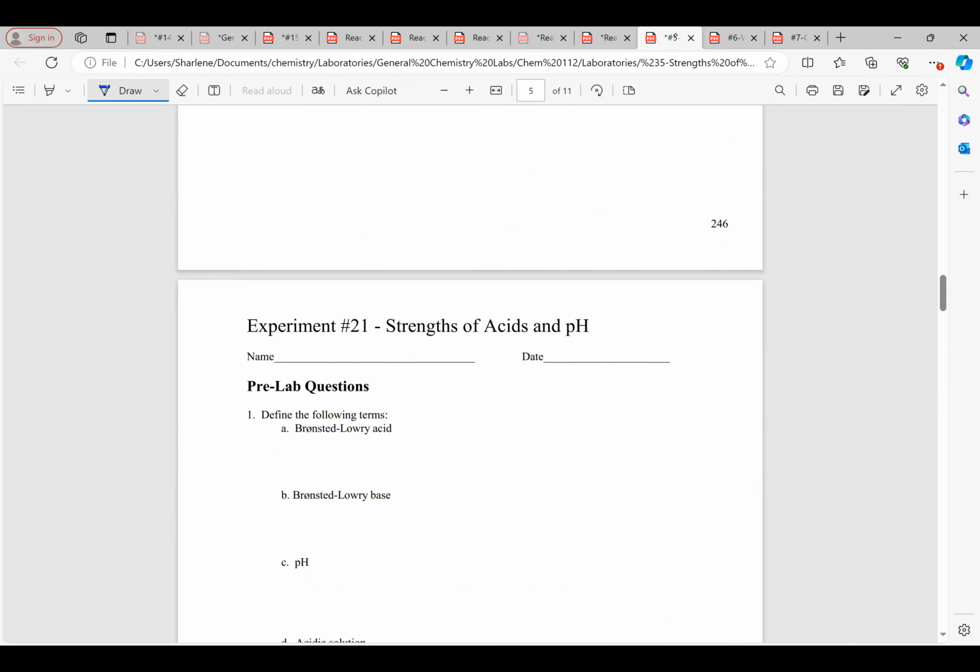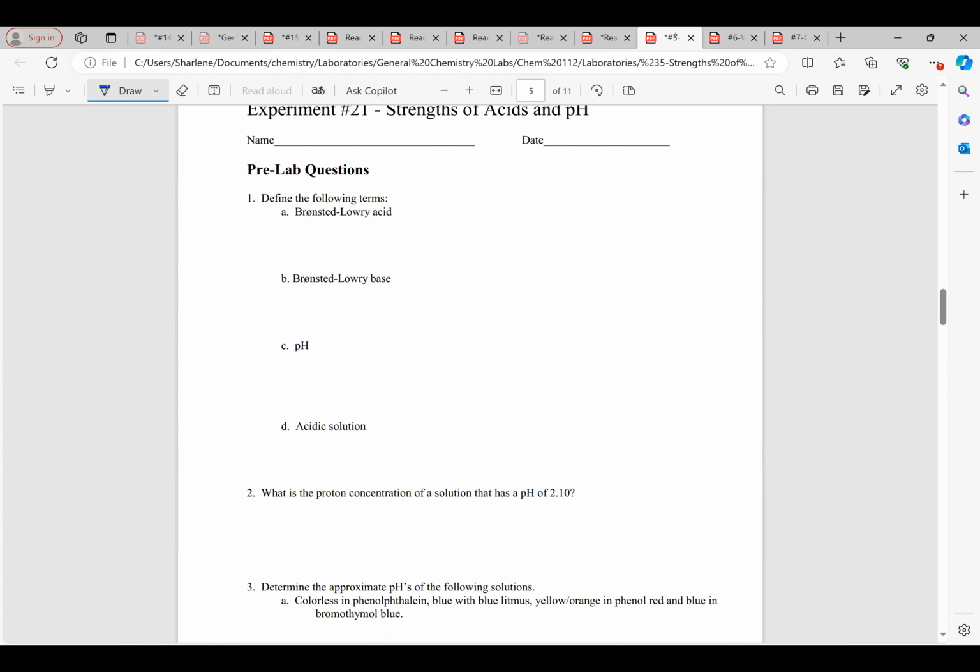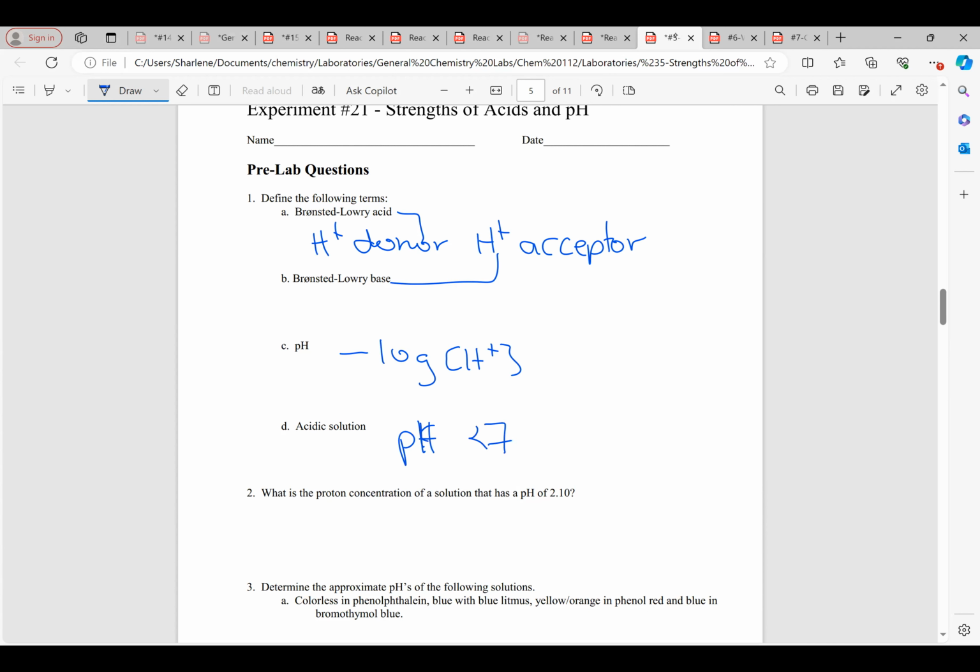All right, so just generically, what is a Bronsted-Lowry? Proton donor, proton acceptor. Okay, so proton donor is the acid, base is the acceptor, pH is the negative log of the proton concentration. Acidic means a pH anything less than 7.